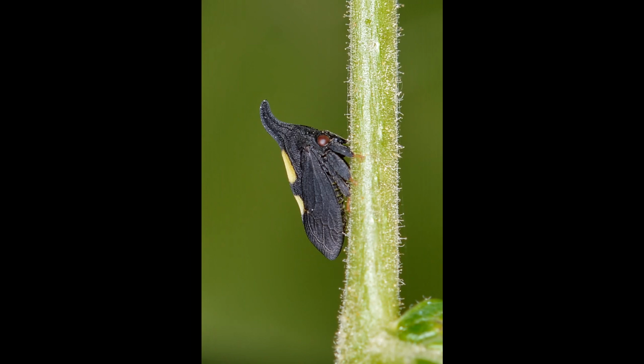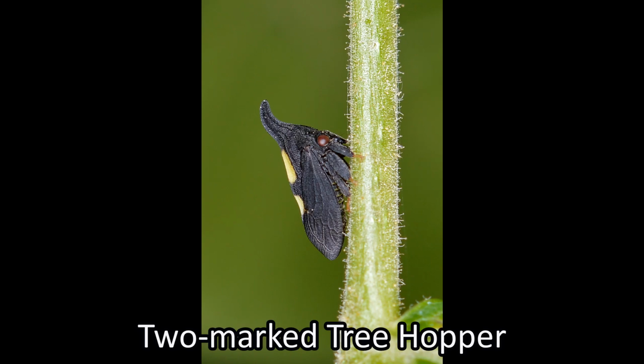Many of this type of true bug mimic thorns, spikes, or horns. If mimicry doesn't protect it from predators, it does a quick jump to get away. This insect is named for its unique markings on its pronotum. This is a 2-marked tree hopper.